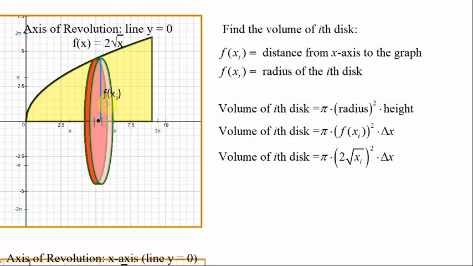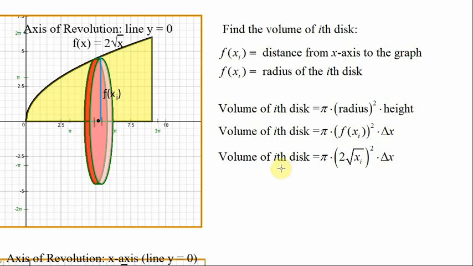But notice that f of x sub i is also the radius of this ith disk. The volume of this ith disk, or ith cylinder, is pi times the radius squared times the height. The radius of this cylinder is f of x sub i, squared, and the height of this cylinder would be the thickness of the cylinder. But the thickness of the cylinder, we call it delta x.